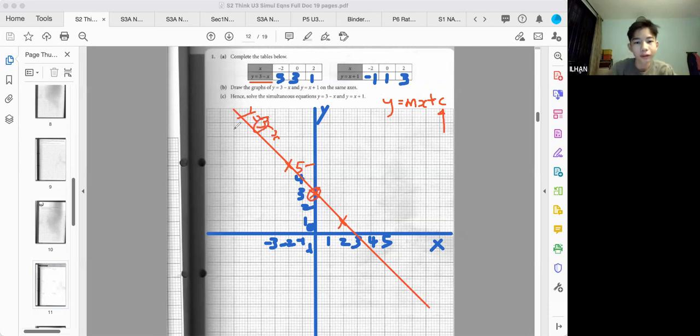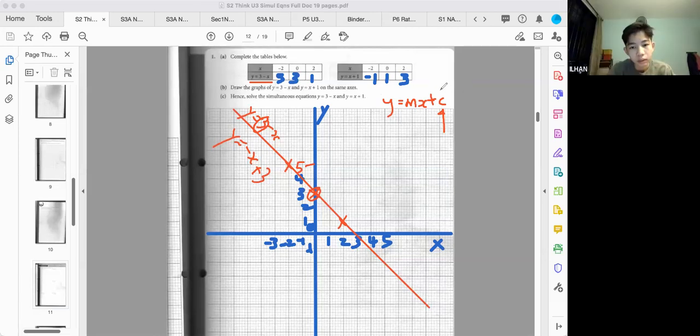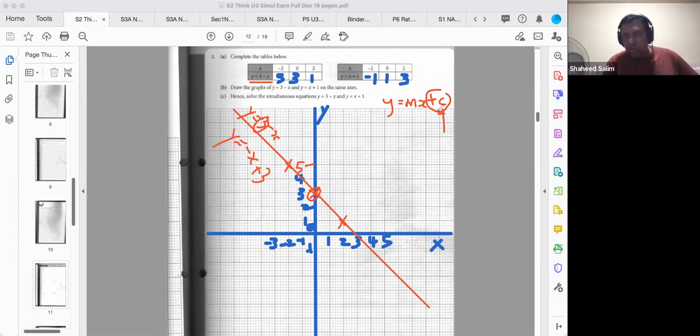They wrote it the other way around. It's actually supposed to be y equals to minus x plus 3, because that's what the generic formula says. The c is supposed to be behind. So every time you see where it cuts the y-axis, you know that is the value of c. How is it? Easy.